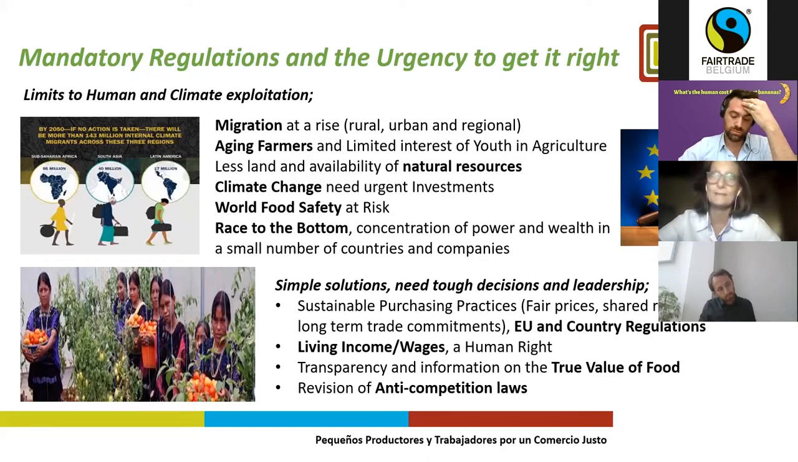And we have some opportunities. One of the opportunities definitely is in the regulations that are currently being developed with regard to sustainable purchasing practices and sanctions if these practices are not met. There are also some opportunities in the human rights and environmental due diligence laws and regulations. And definitely we should consider living income and living wages as human rights, to be taken up in the Universal Declaration of Human Rights. But we also need to revise the existing anti-competition laws that enable certain practices that we need to prevent to be able to reach full sustainability. Next, please.